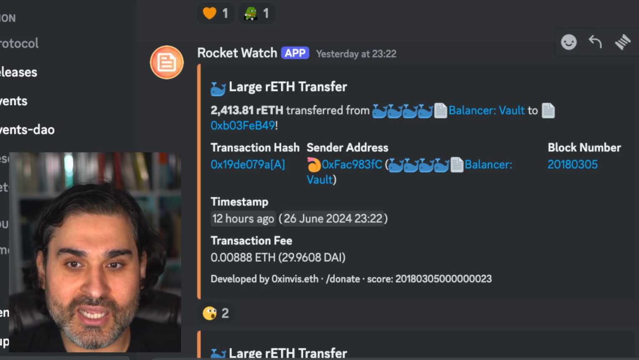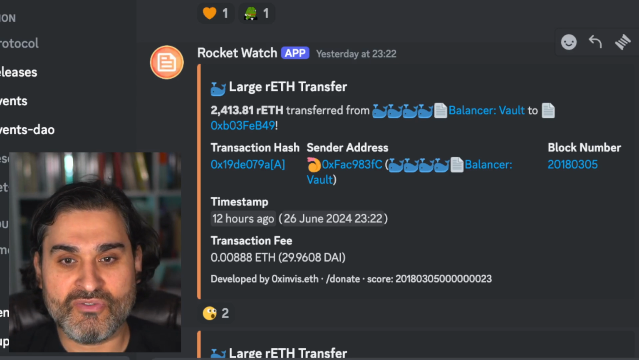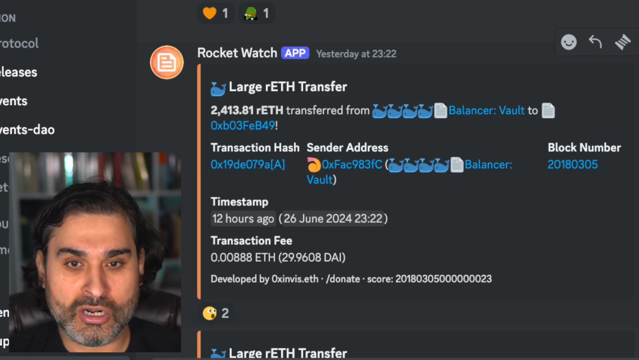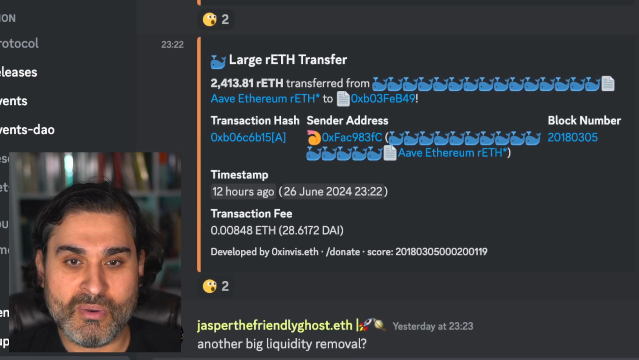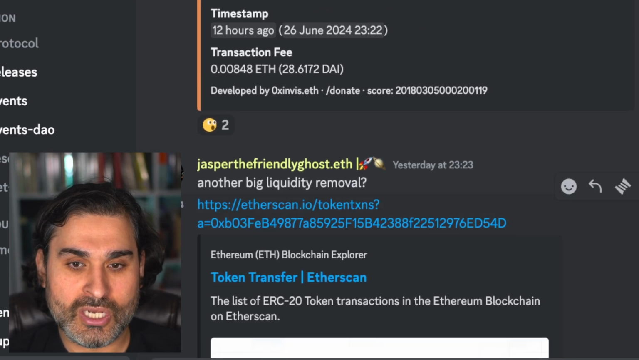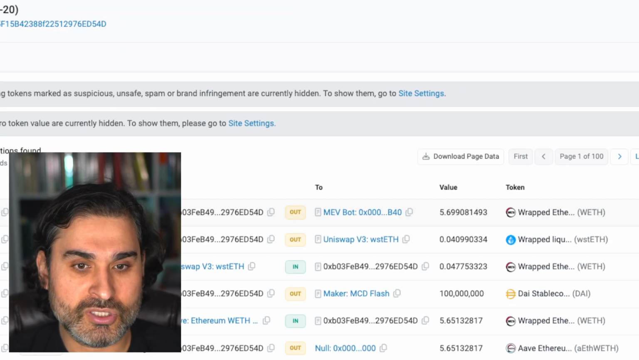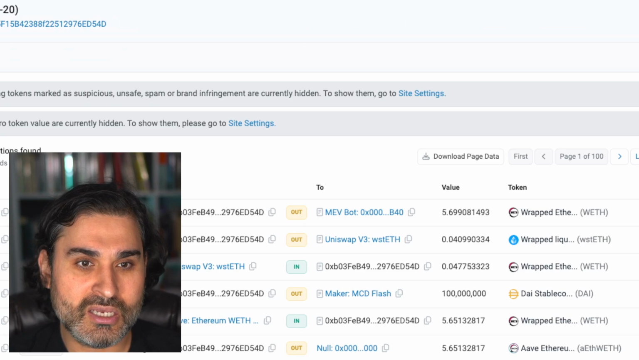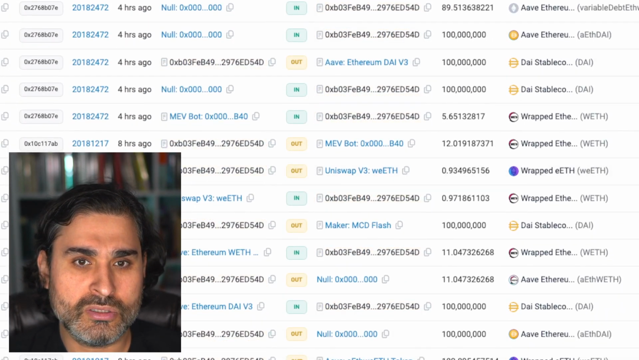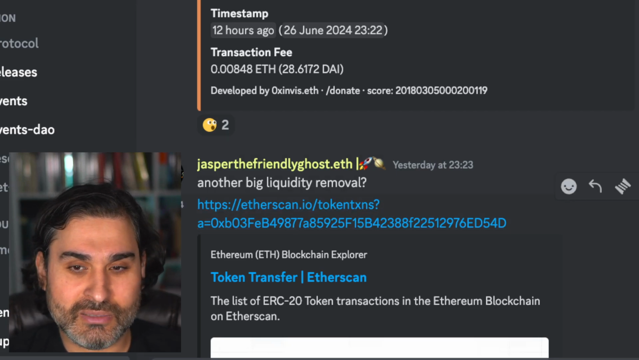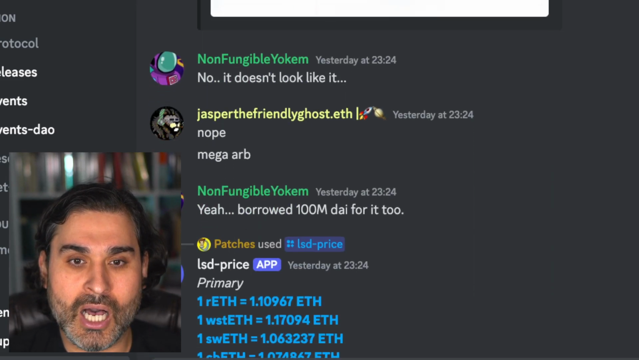Okay, here we had some whale activity of a person moving around a whole lot of rETH. There was a large rETH transfer moving from Balancer Vault to a wallet, and then here it transferred from Aave Ethereum to a wallet as well. It looked like there was a whole bunch of stuff happening with rETH here, and people were trying to figure out what was going on, and I didn't fully get to the bottom of it, but it seems like there was some ARB happening.